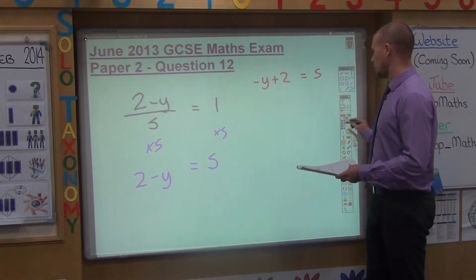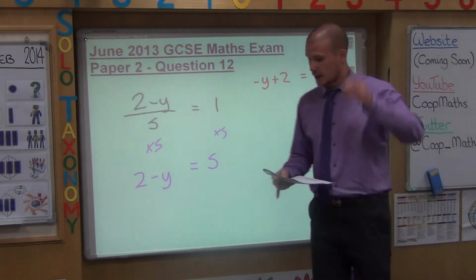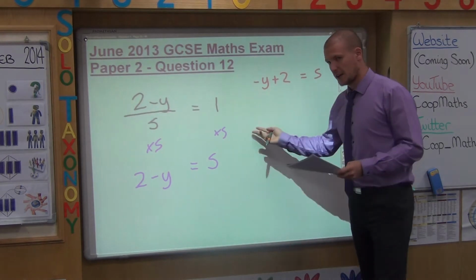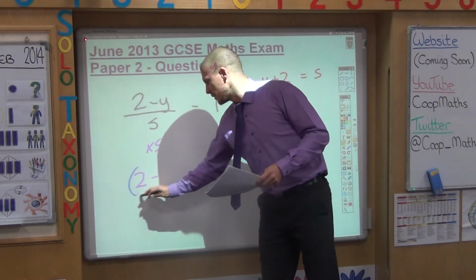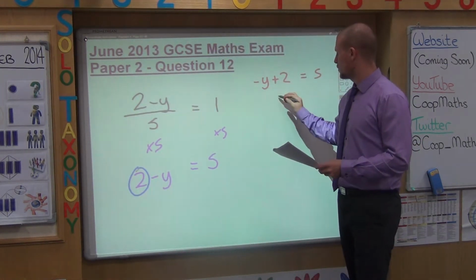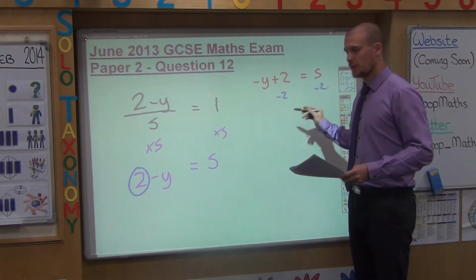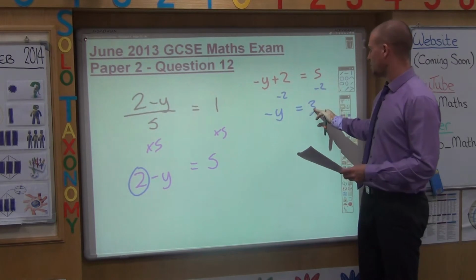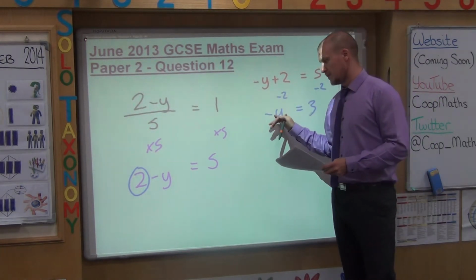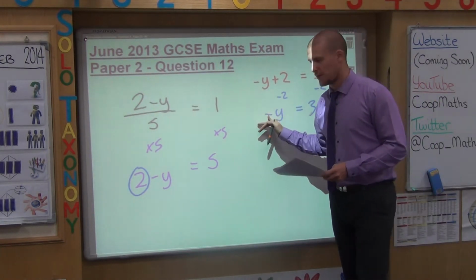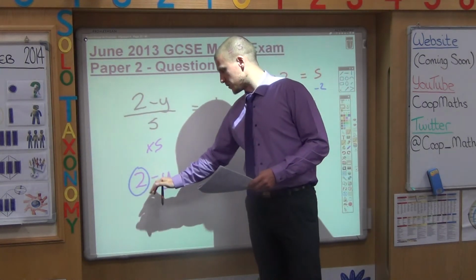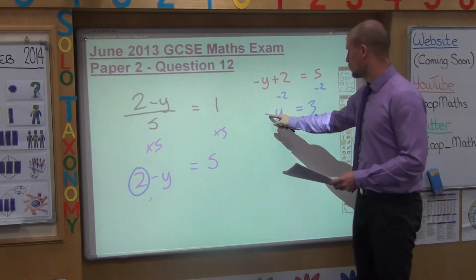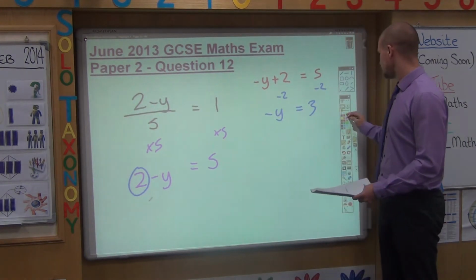When I mark these, a lot of mistakes that were made is in the line that we had next. If you're trying to get rid of a 2 or a plus 2, you take it away. That was fine. But what didn't happen afterwards was, when you get your 3 on this side, there was a negative still with this y. You taking away this 2 didn't make that negative disappear, because that negative belongs to y. So we have minus y equals 3.